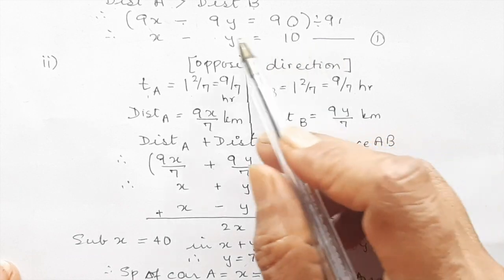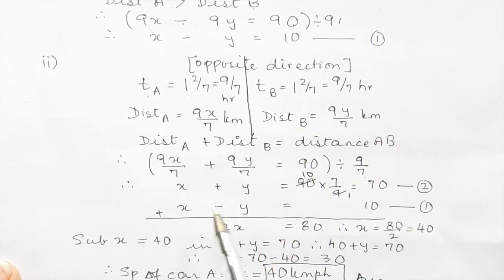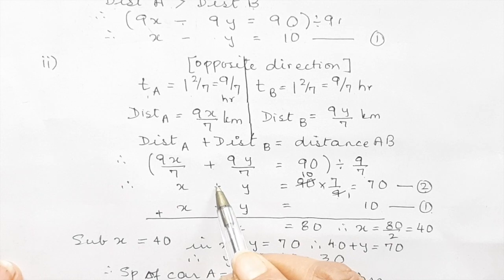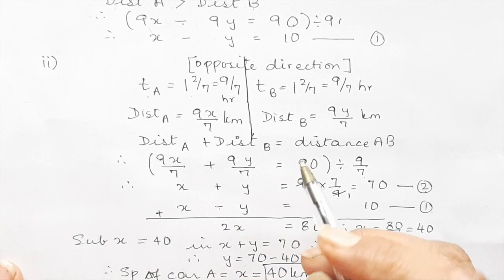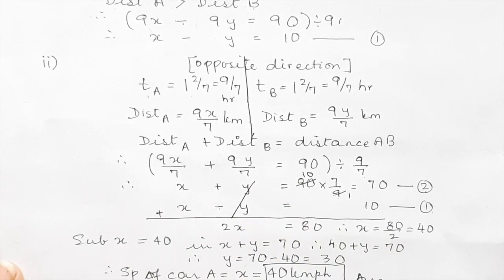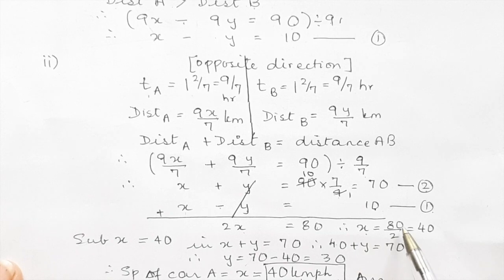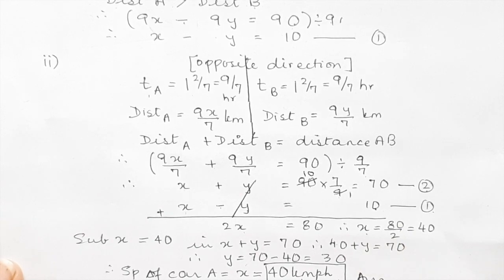Now, can you see this equation number 1? So we write that equation number 1 here: x minus y is equal to 10. That's our equation 1. Now y has positive and negative signs, so we will add these and y gets cancelled. So we will have 2x is equal to 70 plus 10, that is 80, giving us x equal to 80 upon 2, which is 40.